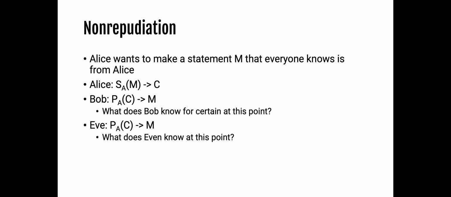So what do you know at this point? Right, exactly. As Emma said, he knows the message, and also he knows that this came from Alice because no one else has the secret key to be able to encrypt this message into the ciphertext.